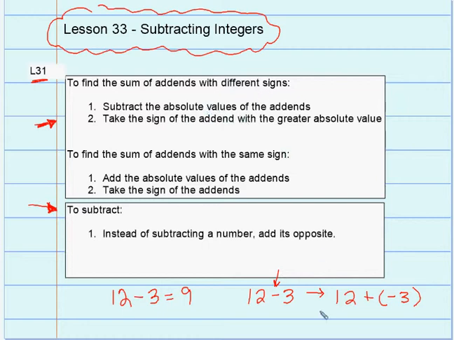So you subtract the absolute values, which is what you did here. Absolute value of 12 is 12, and the absolute value of negative 3 is 3. So you subtract them, and then you keep the sign of the addend with the greater absolute value, which is 12. Okay, so this problem here is still 9, which it should be. We didn't do anything different. We still took 12 and subtracted 3, but we can also add the opposite. Much like dividing is really multiplying by the reciprocal, we can add the opposite.